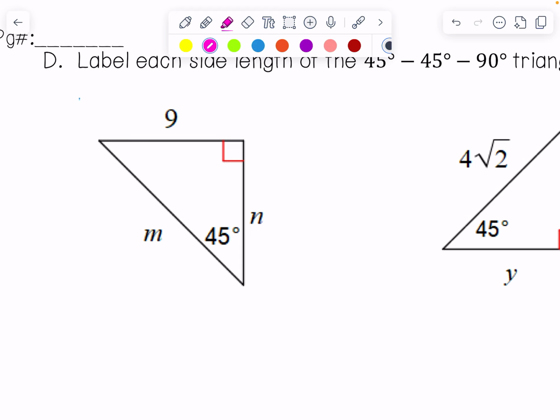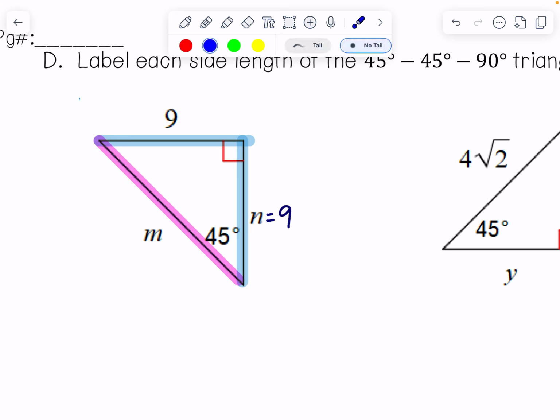So immediately, I know because it's a 45 that this leg has to be equal to this leg. So immediately I can say that this is going to be equal to 9. Now from above, I saw that my hypotenuse had a more specific relationship. If my legs were the same, then I saw that I took that and multiplied it by the square root of 2. So I know that my hypotenuse is equal to 9 root 2. These ones I think are a little bit more simple, more straightforward when you're given one of the legs.